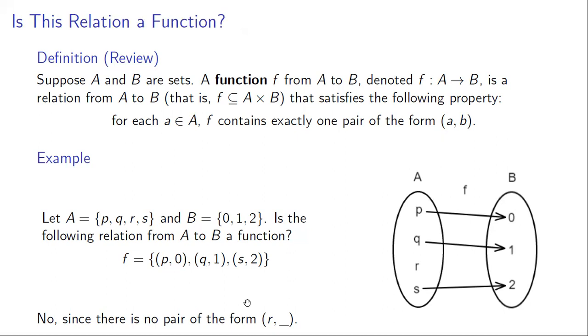But it's not a function because it doesn't satisfy this property here, because there is no pair of the form R comma something. You can see here in the diagram, R has no arrow coming out of it. Or you can see here in this set of ordered pairs, there is no pair of the form R comma something. Therefore, this F, even though it's a relation, is not a function.